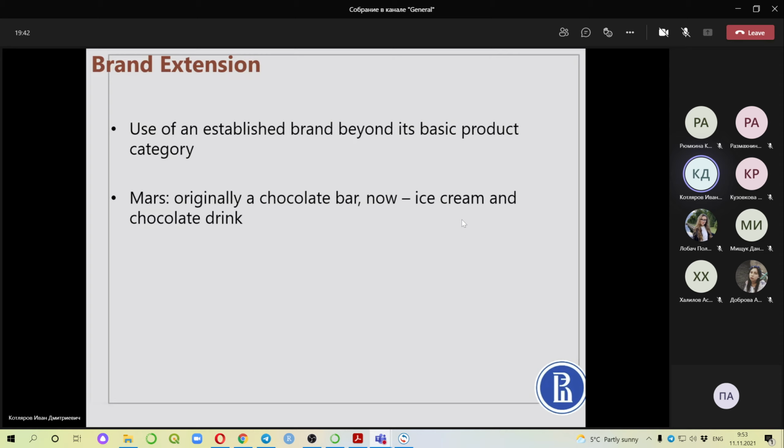But can we say that the Tide brand is used for some other products beyond its basic product category? No. Okay, so in case of Procter & Gamble product brands, there are no examples. As far as I know, probably you can correct me. In case of Procter & Gamble, there are no specific product brands which are used beyond the basic product categories. Ladies and gentlemen, maybe you have some examples from other markets.